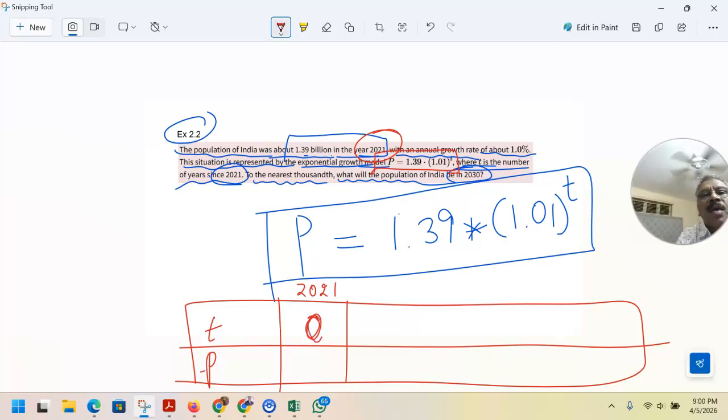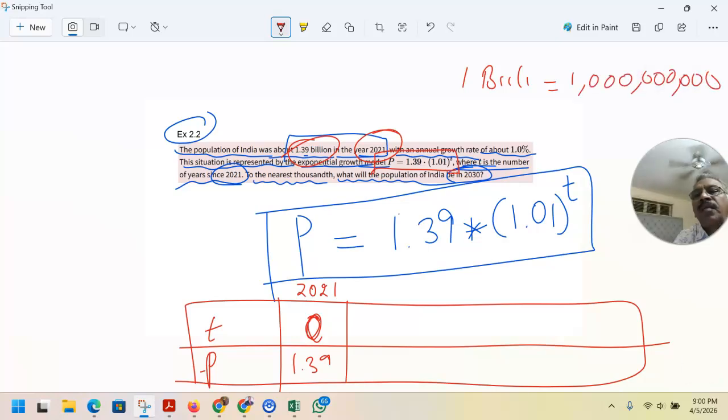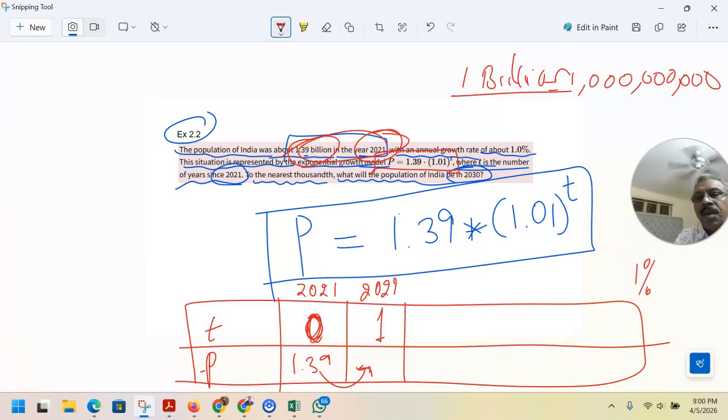So in the beginning, in 2021, they gave you this population of 1.39 billion. In 2022, in 1 year, it grows by 1%. What is the meaning of 1%? It means 1 out of 100, which is 0.01. That means there is a growth factor, some number that gets multiplied.